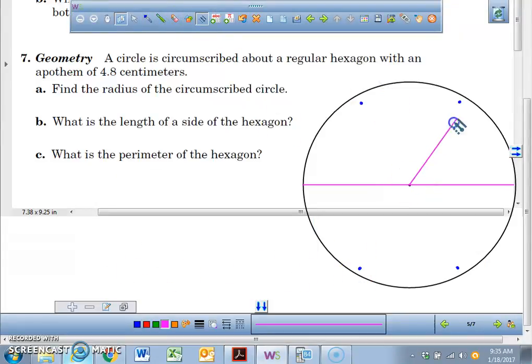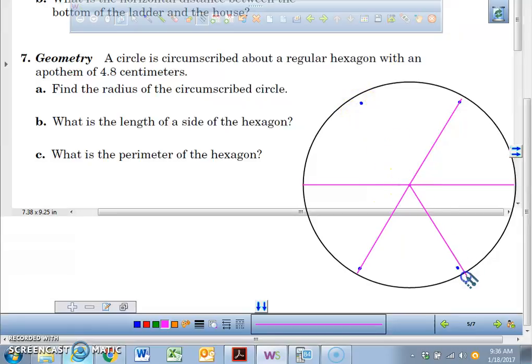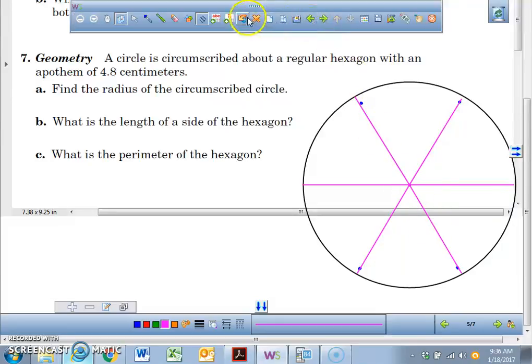And now I'm going to create lines going through those points. And then ask yourself, how many equal sections does it look like we have in the circle? 6, right?